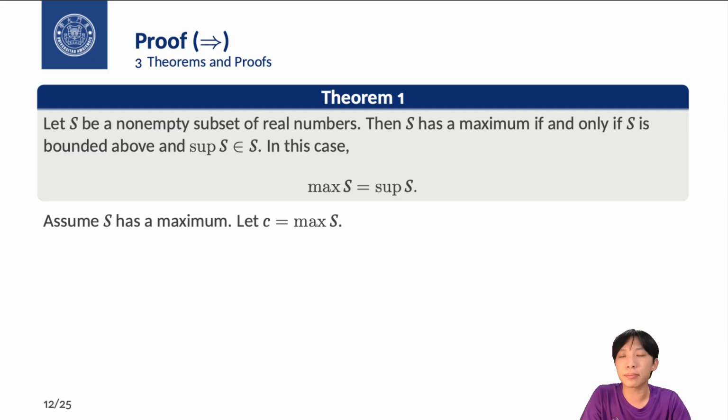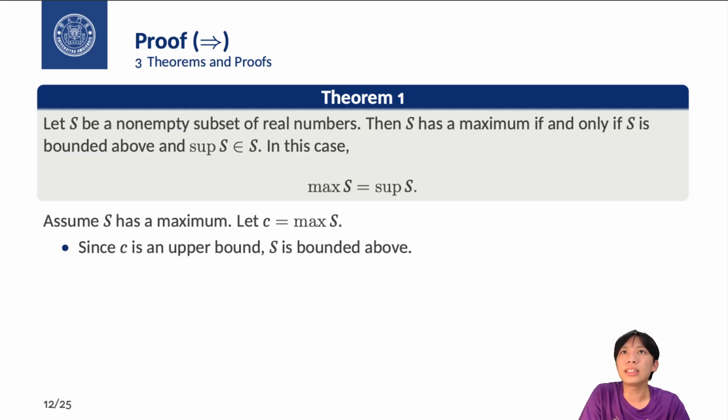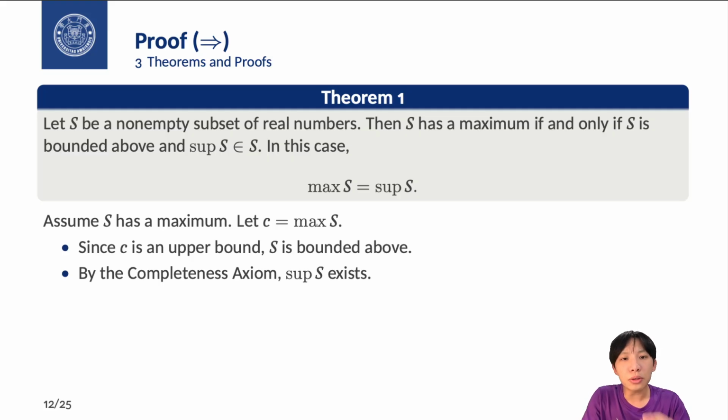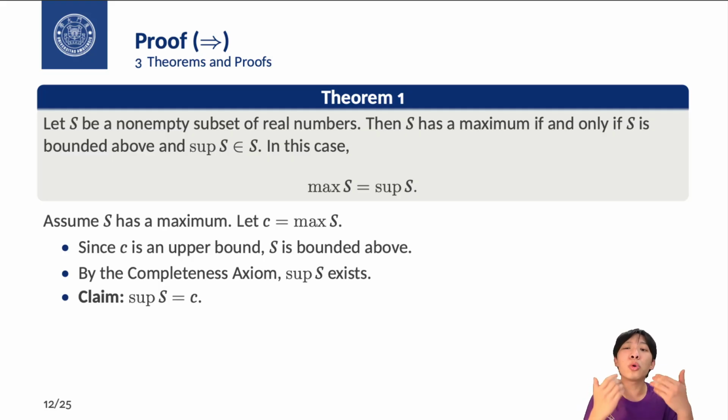Let's prove this theorem. First, we prove the forward direction. Assume that S has a maximum. Let us call this maximum C. By definition of maximum, C is an upper bound. Therefore, S is bounded above. By the completeness axiom, sup S exists. We want to show that sup S is equal to C. The idea is we show that sup S is greater than or equal to C, and then we show that sup S is less than or equal to C.